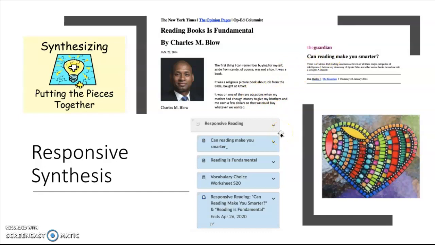You are not going to write a little tiny bit about Reading is Fundamental and only about Reading is Fundamental, and then start a new paragraph and write only about Can Reading Make You Stronger? No. You will not get credit for this paper if you write a paragraph about each that do not relate them to each other.